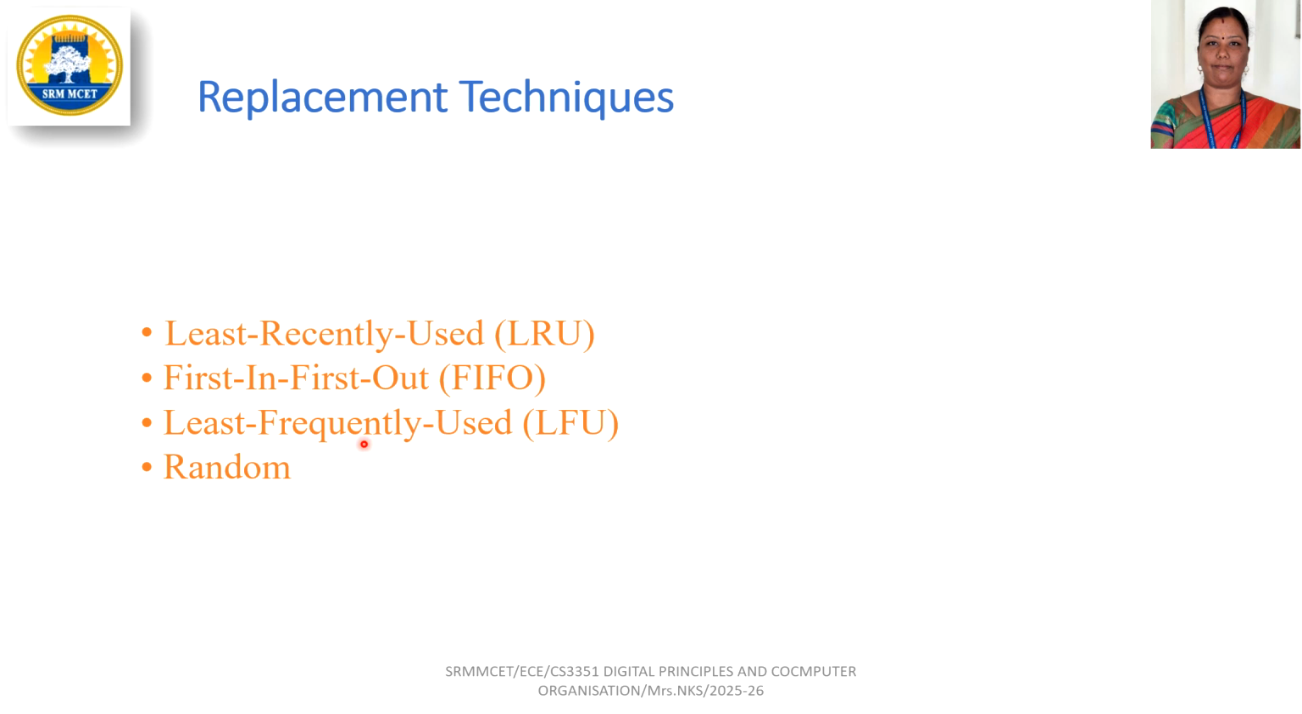Least frequently used, as the name implies, replaces the block which is very less frequently used. The random replacement algorithm has no specific criteria. The existing blocks are replaced randomly. So this is the short review of the replacement techniques.